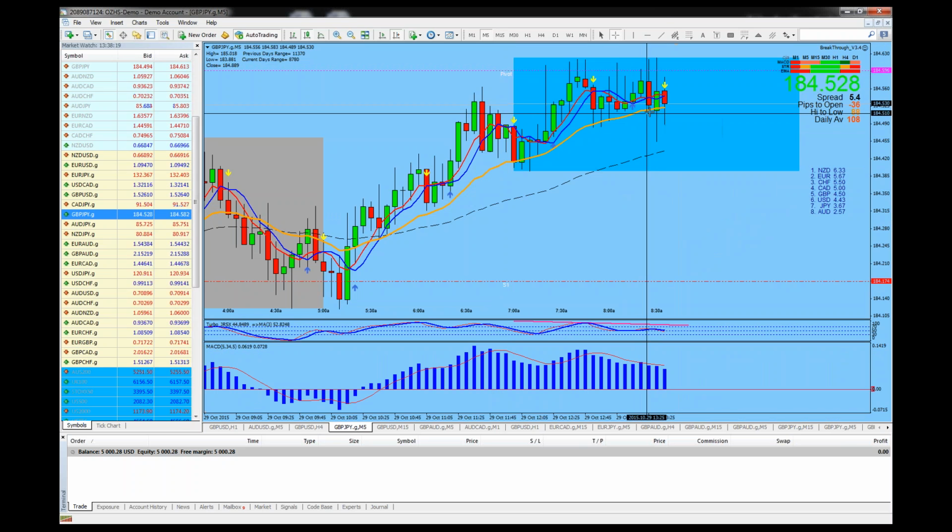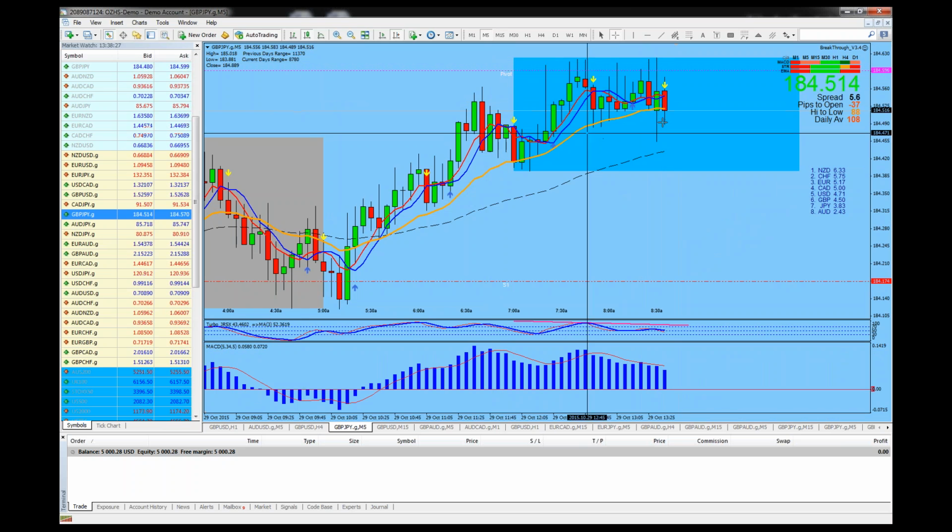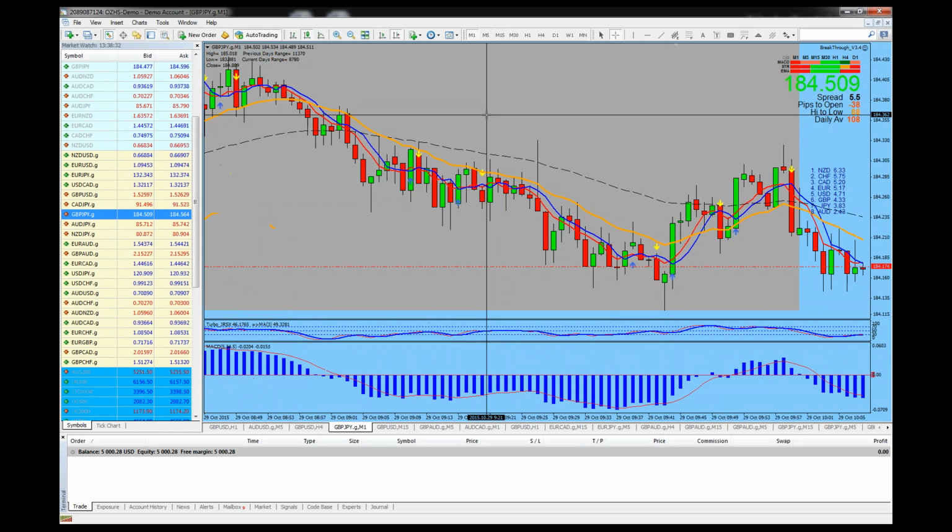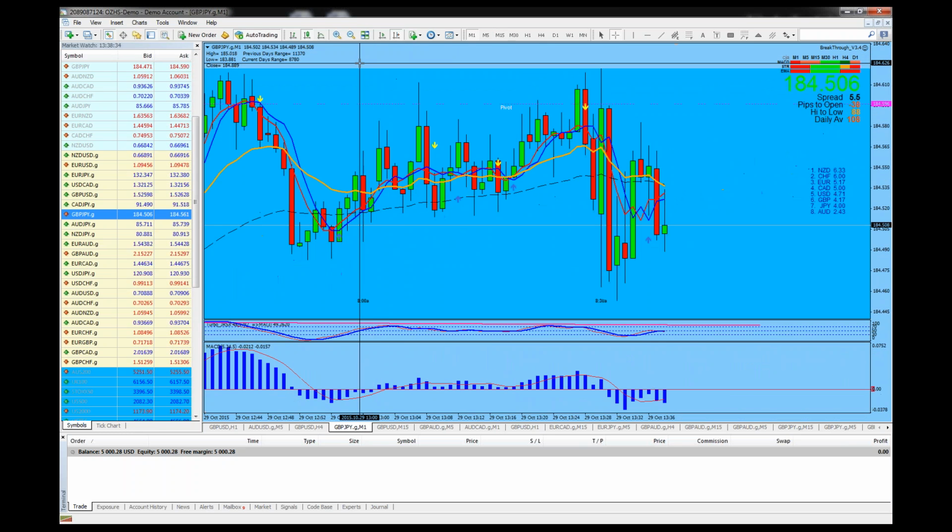And the Orient Express is usually good for some pretty good moves. We've got about 40 pips left, I would say, 20 to 40 pips in one direction or another. Let's go to a 1 minute. Let me see where we are in the 1 minute.